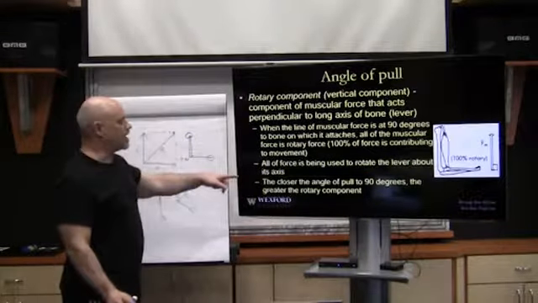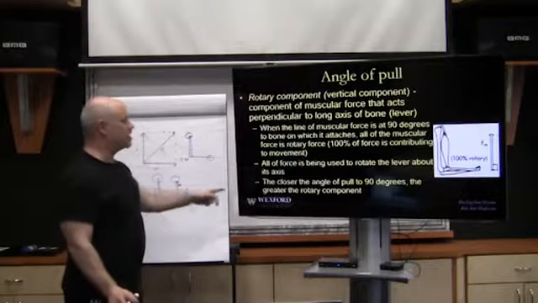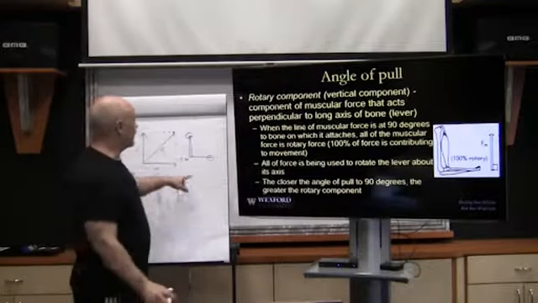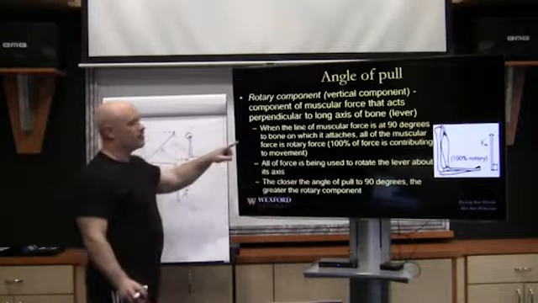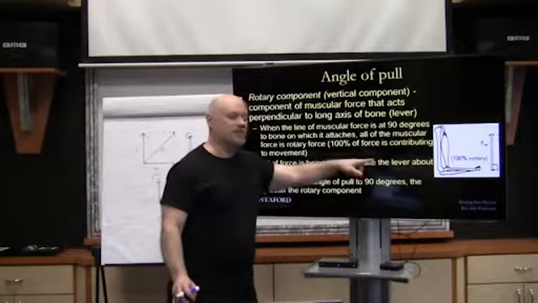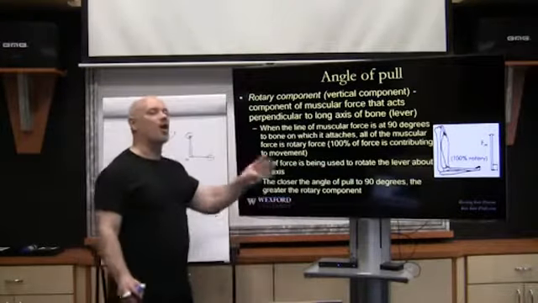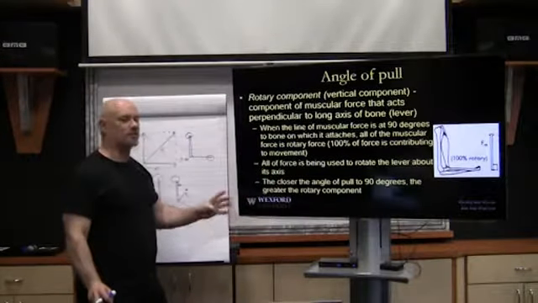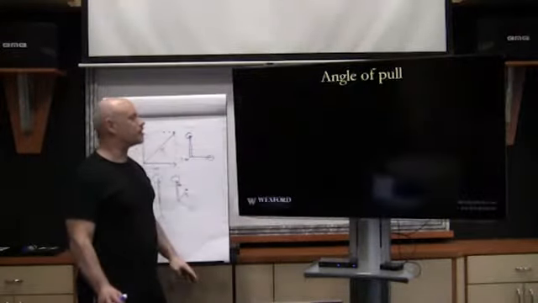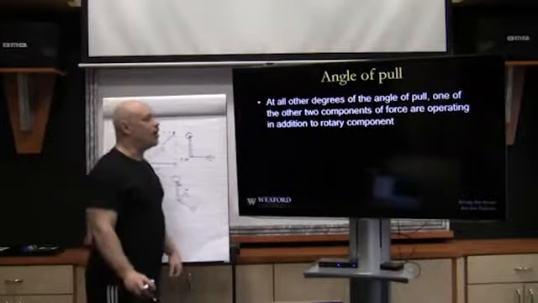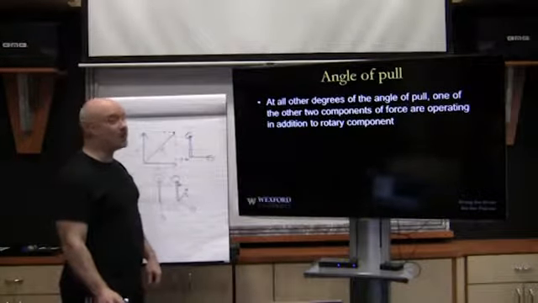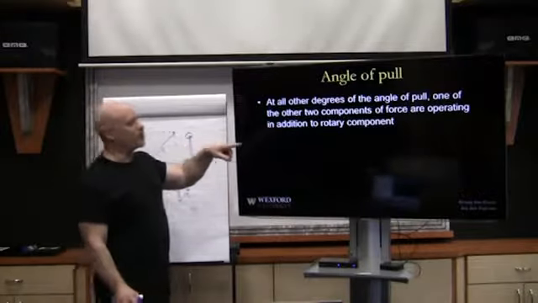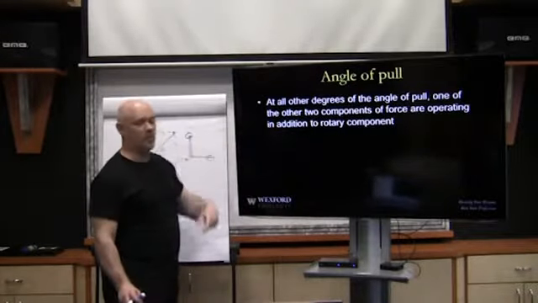The closer the angle of pull is to 90 degrees, the greater the rotary component. So if you look at this diagram versus this one, it's the same thing. It's all rotary. There are no dislocating or stabilizing forces, nothing. Now, at all other angles of pull, one of the other two components of force is operating in addition to this rotary component.